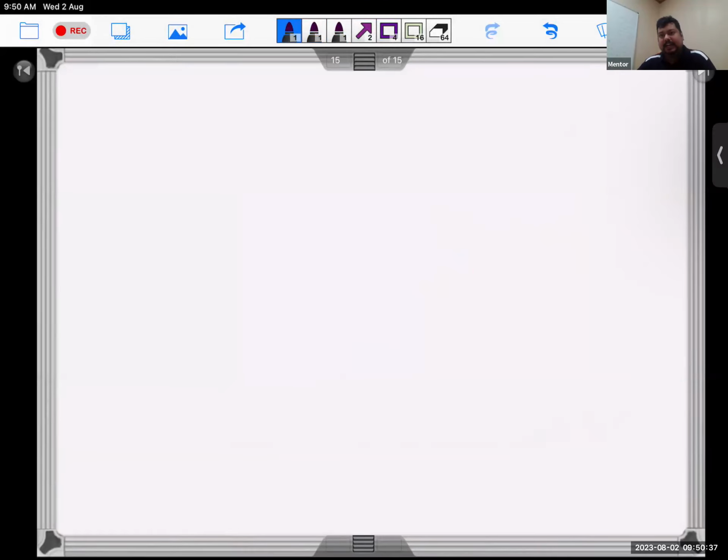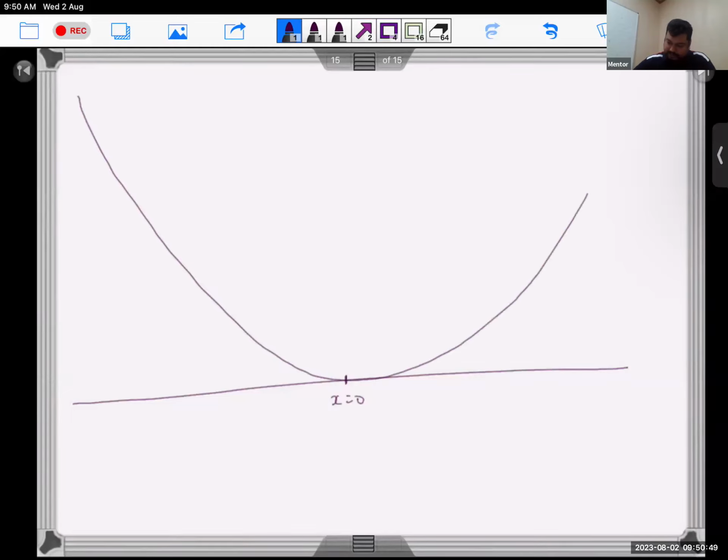What is an alternative function which is similar to absolute x, but it is differentiable? So can we make, at x equal to 0, the transition smooth? x squared. Parabola. All right, so x squared is smooth. There are no sharp turns. It is differentiable everywhere in the domain of minus infinity to infinity.